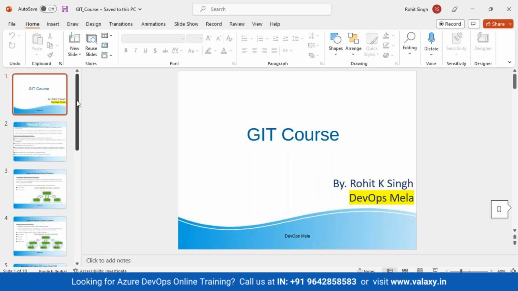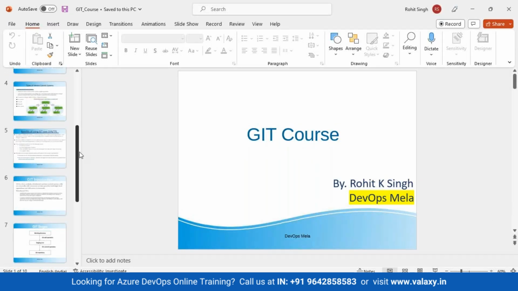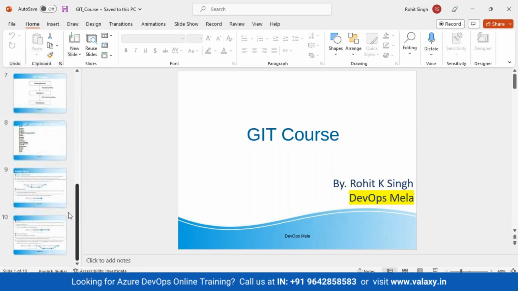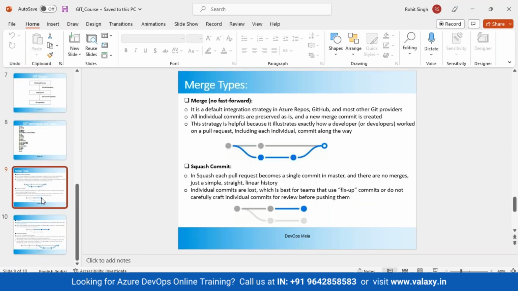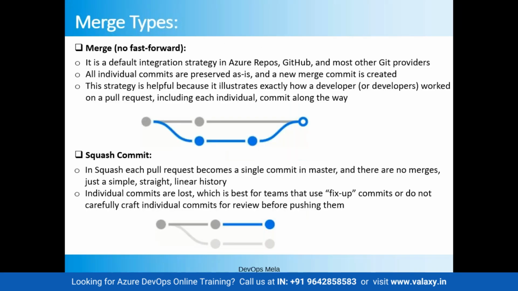Okay, quick recap of what we did last time. We spoke about the different types of merge we have. We spoke about merge no fast forward. In merge no fast forward, all individual commits are preserved and a new merge commit is created.